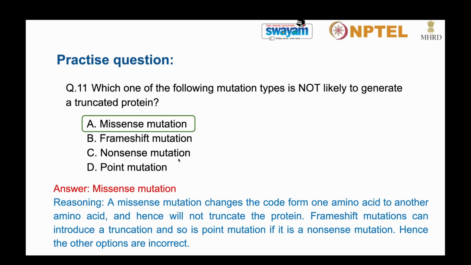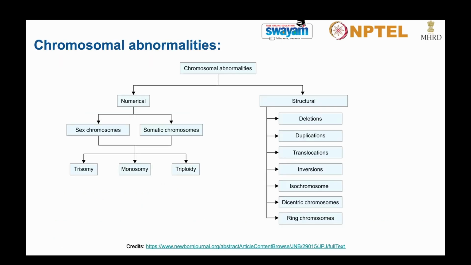And if we look at the nonsense mutation, it is the mutation in which the protein gets truncated, because due to this mutation, a stop codon will be expressed. Similarly, in point mutation, if we talk about the nonsense category of point mutation, it will also generate a truncated protein. So in all of these, the missense mutation will be the correct option, which is not likely to generate a truncated protein. Okay, so let's move.